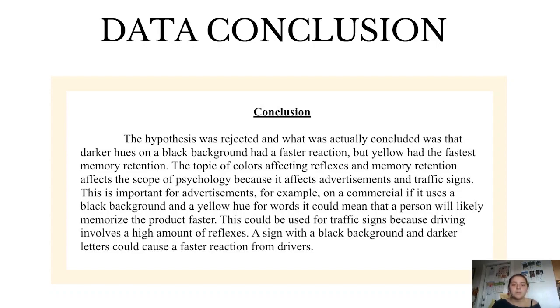The topic of colors affecting reflexes and memory retention matters to the scope of psychology because it affects advertisements and traffic signs. This is important for advertisements. For example, on a commercial, if it uses a black background and a yellow hue for words, it could mean that a person will likely memorize the product faster. This could be used for traffic signs because driving involves a high amount of reflexes. A sign with a black background and darker letters could cause faster reaction time from drivers.